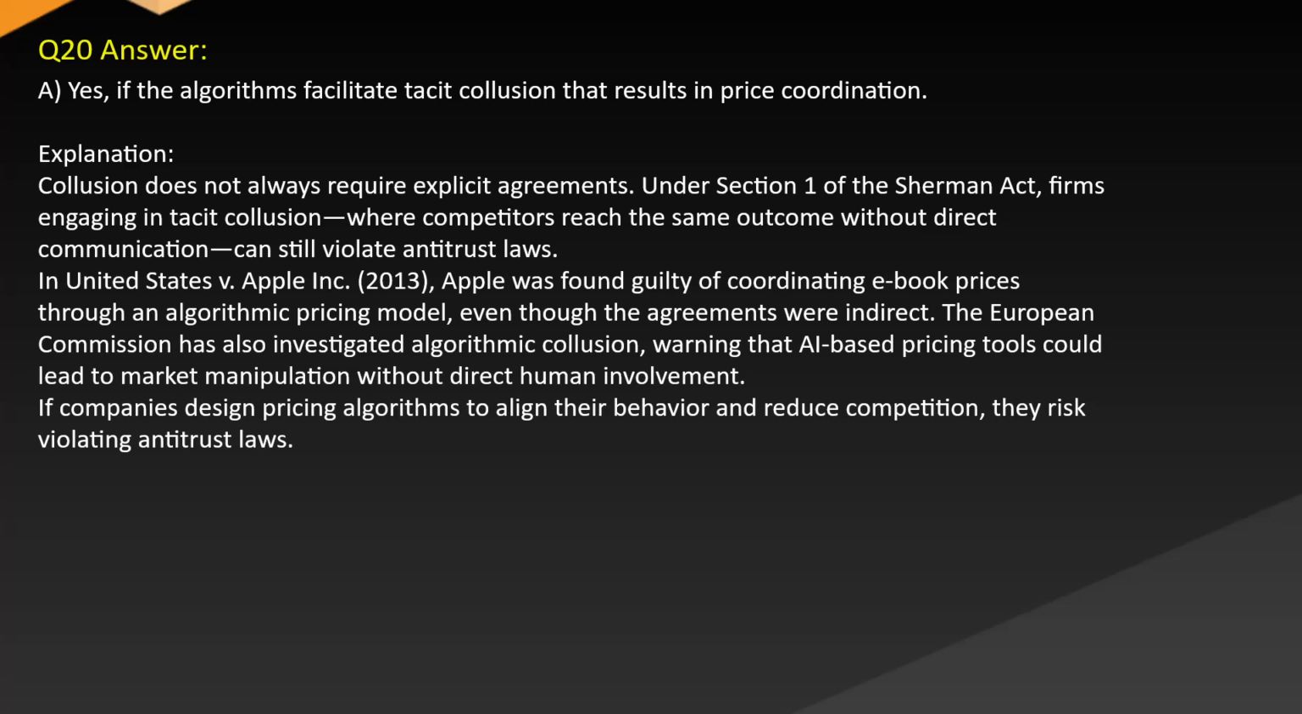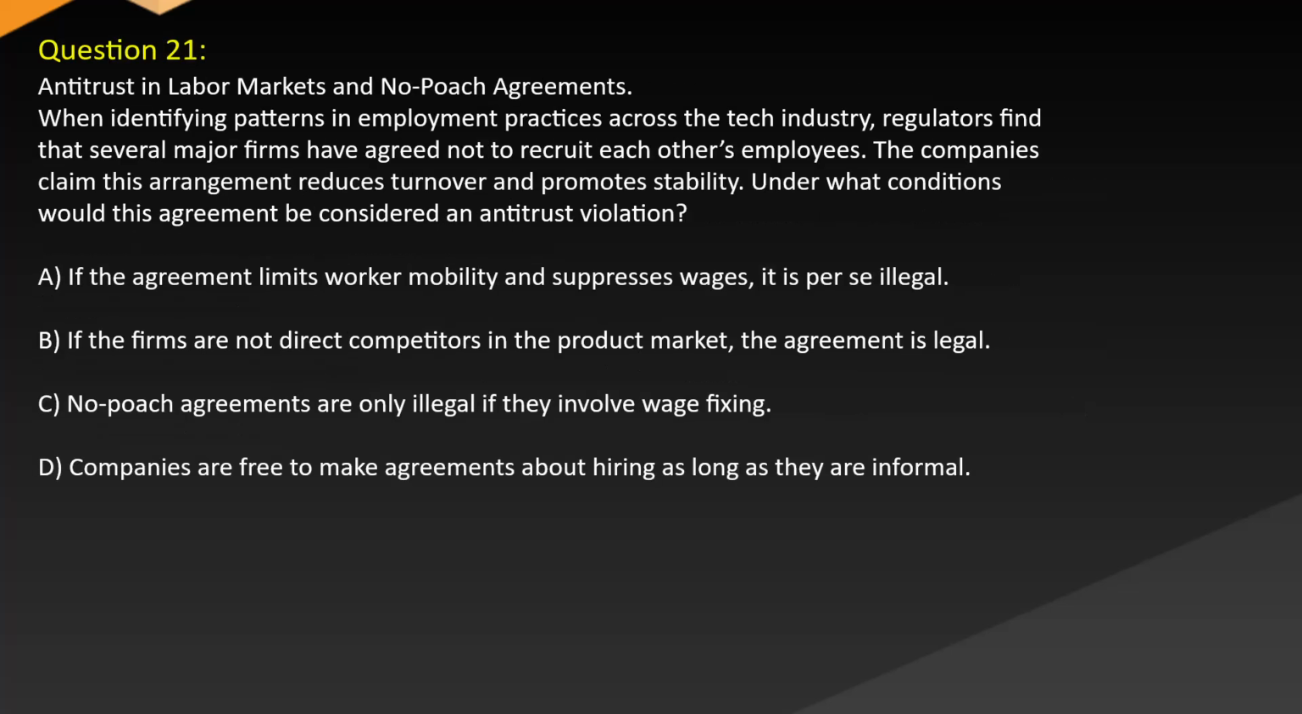In United States v. Apple Inc., 2013, Apple was found guilty of coordinating e-book prices through an algorithmic pricing model, even though the agreements were indirect. The European Commission has also investigated algorithmic collusion, warning that AI-based pricing tools could lead to market manipulation without direct human involvement. If companies design pricing algorithms to align their behavior and reduce competition, they risk violating antitrust law.